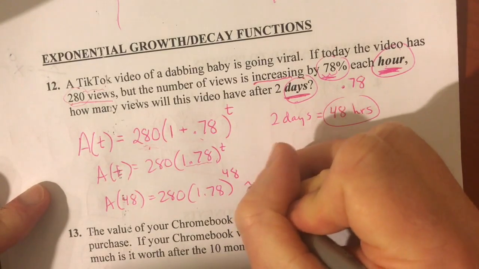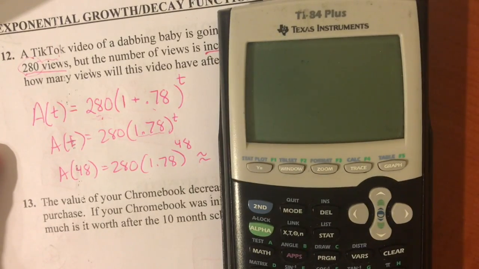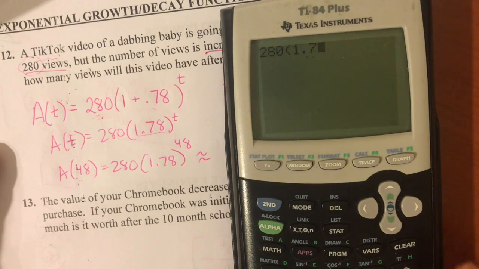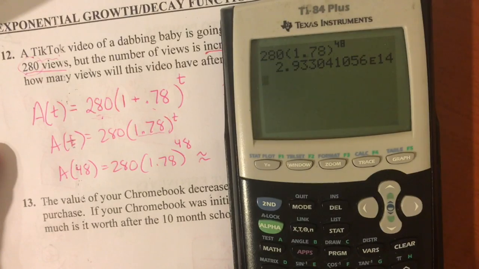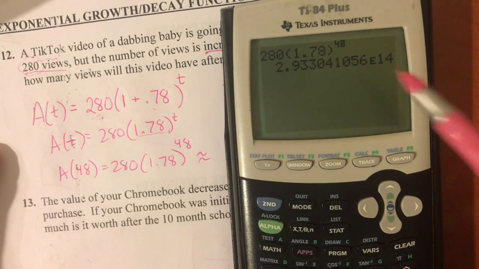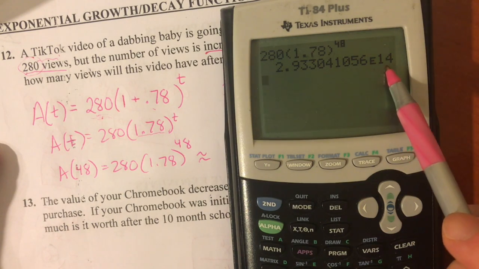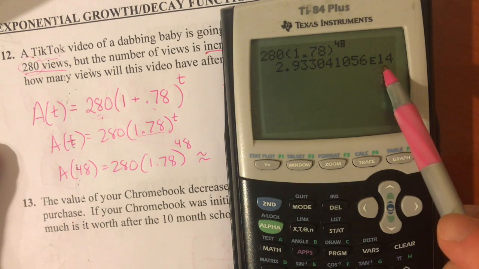And let's see, and then we'll round to the nearest whole number since we're talking about views. This one I'm not doing in my head. 280 times 1 plus the 78% growth raised to the 48. Wow, that is scientific notation there. That's what your calculator is trying to tell you when it gives you E something. That means times 10 to the.